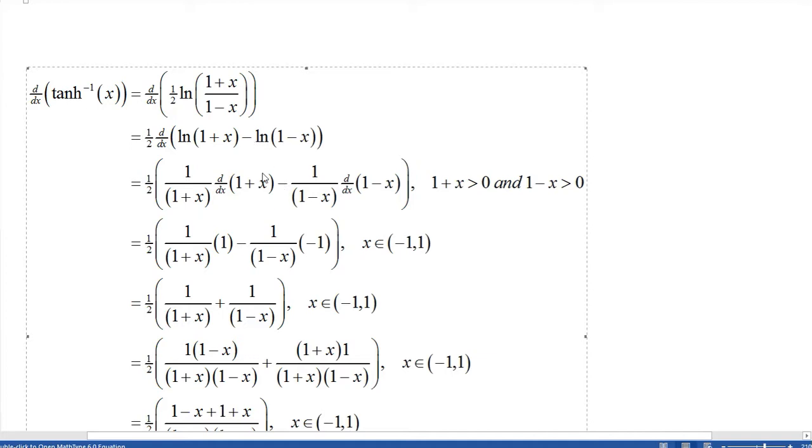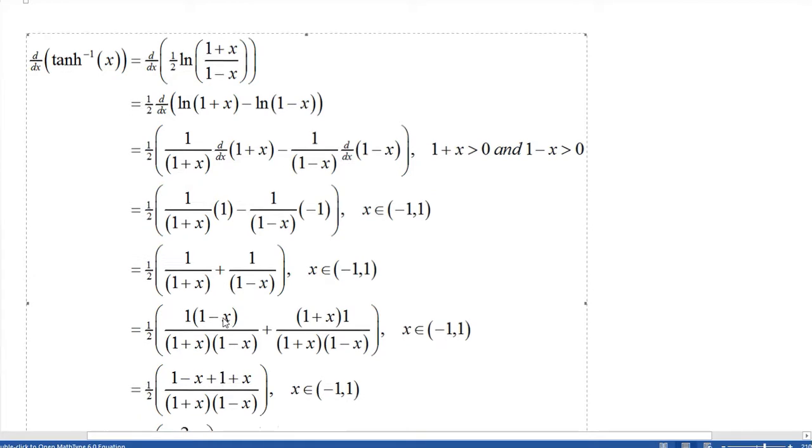Now, we get minus, and then we've got the derivative of log of some other letter w. So we get 1 over w times the derivative of w. This time the derivative of w is -1, and the 1 over w is 1 over 1 minus x. So that negative and that negative makes that a positive in the middle.